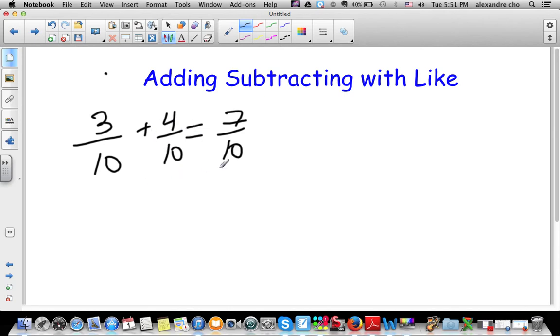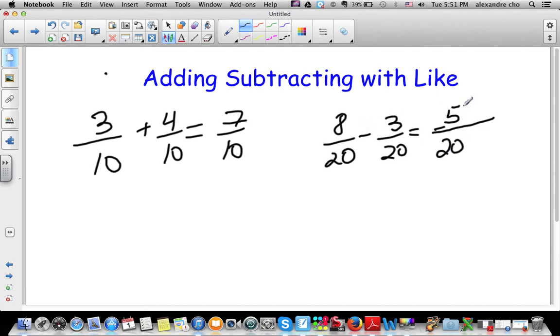You add the numerators and you keep the denominators the same. So you have 7 pieces that are 1/10 each. Okay, subtracting is the same thing. 8 over, I don't know, 20 minus 3 over 20. Okay, you subtract the numerators. 8 minus 3 is 5. Denominator stays the same, 5 over 20. And in this case, you can simplify 5 over 20. Divide top and bottom by 5, you get 1 over 4.